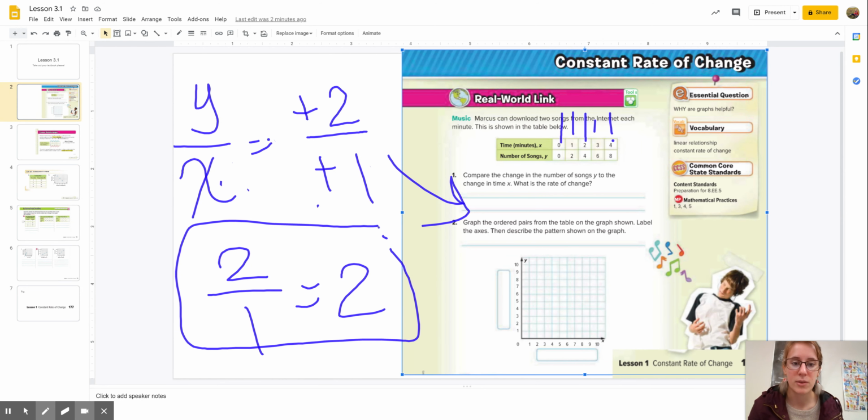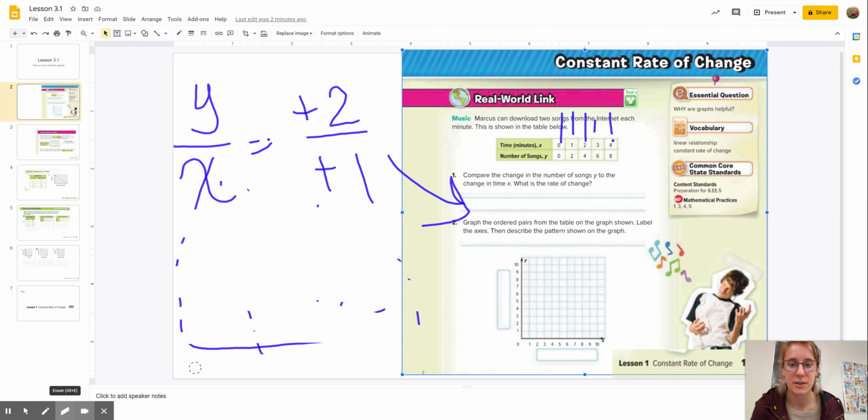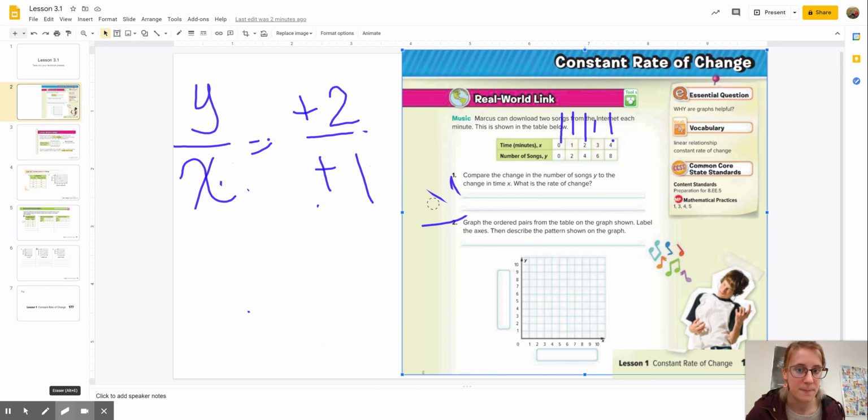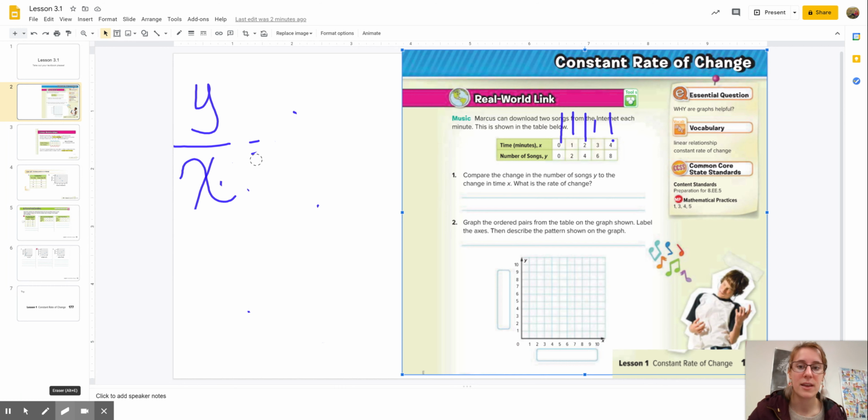Then it says we want to graph the ordered pairs in the table shown, and we need to label the axes. Well, the nice thing is here, it tells us what's our x value and what's our y value. Our y-axis is the vertical one. If you imagine someone dancing to the YMCA, they throw their hands up in the air, and that's the y. The x is always the horizontal one.